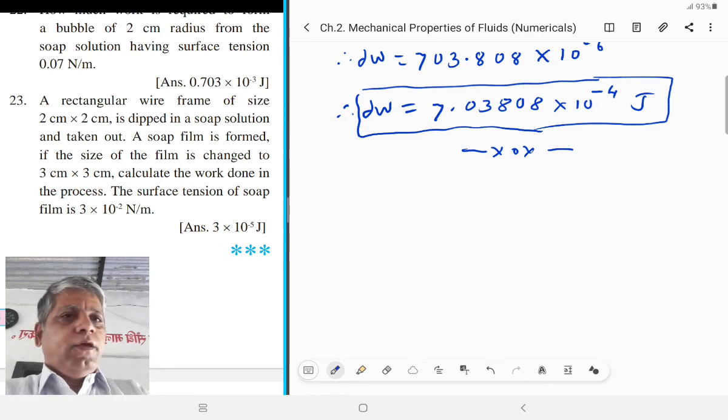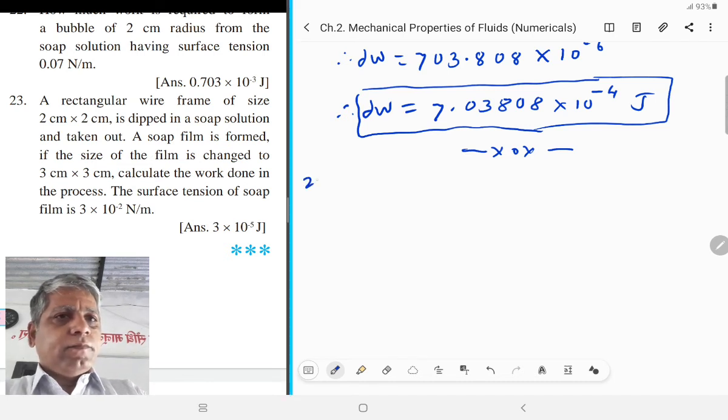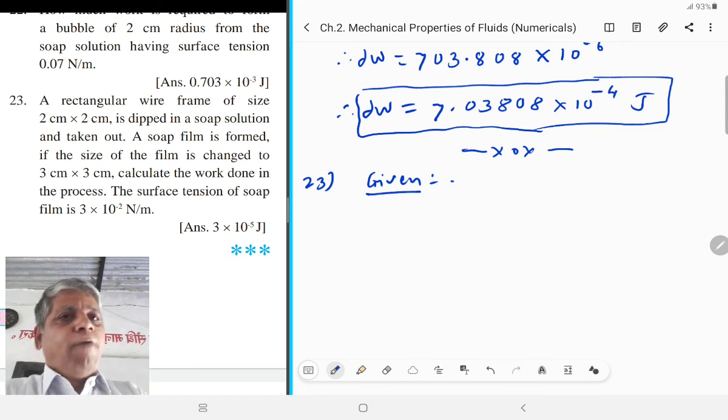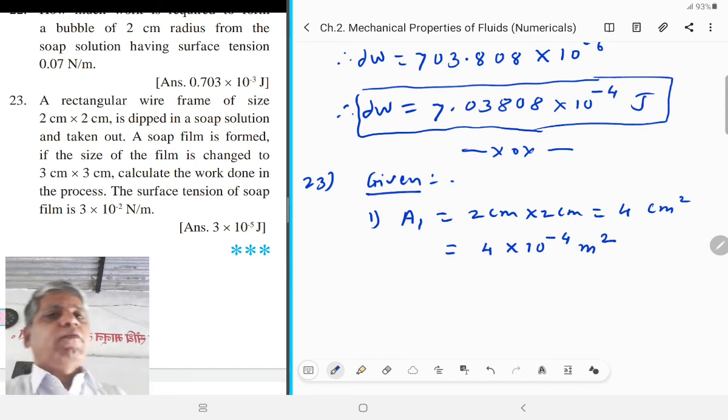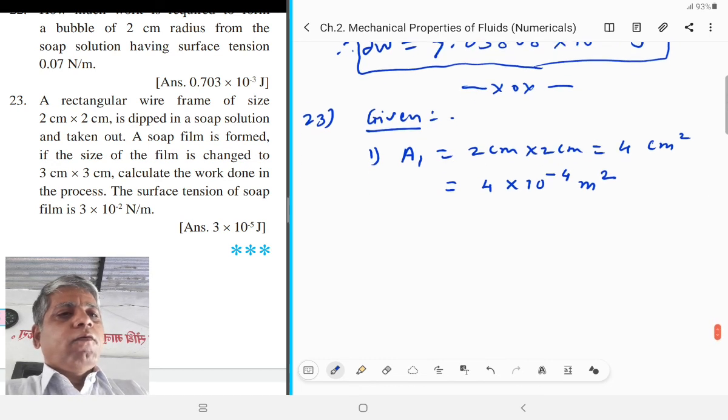Now, here the given points are given. The surface area of the rectangular frame, that is A1, is equal to 2 centimeter by 2 centimeter, that is equal to 4 centimeter square, and this is equal to 4 into 10 raised to minus 4 meter square. This is the surface area of the film.